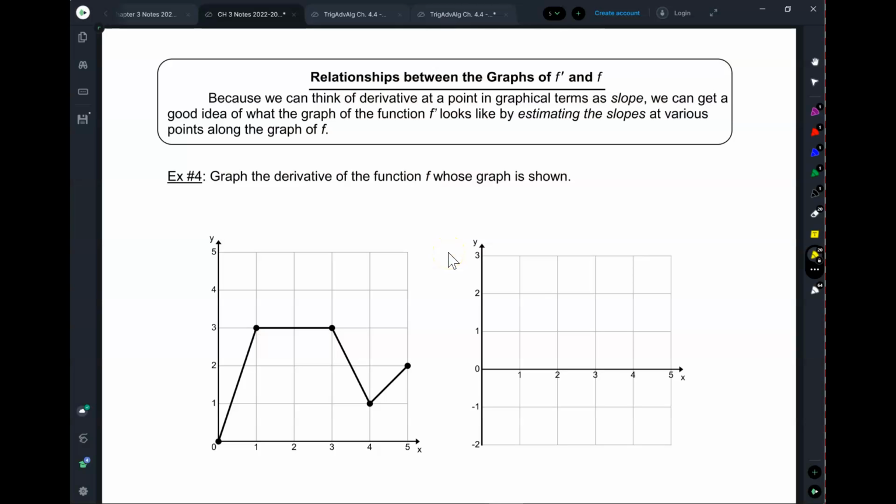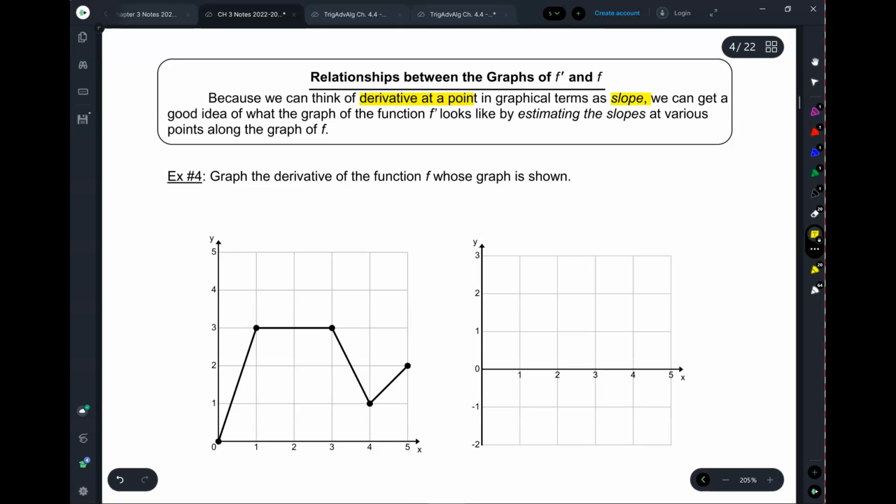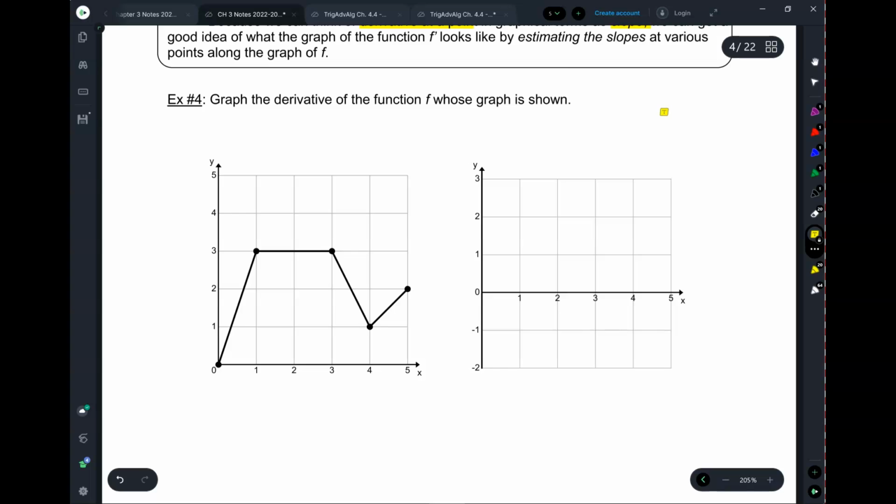Okay, so the next page is extremely important because this shows understanding and application of the slope and the derivative and all that stuff. Because we said the derivative at a point is the slope, we can get a good idea of what the graph of f prime looks like when you just have a graph of f. So take a look at what we're going to do.